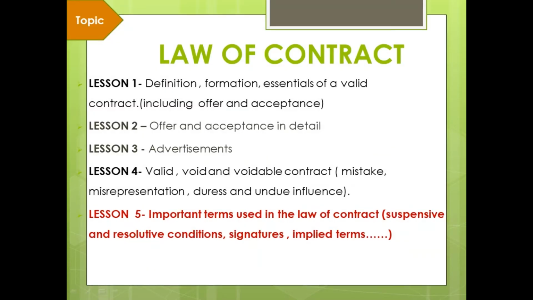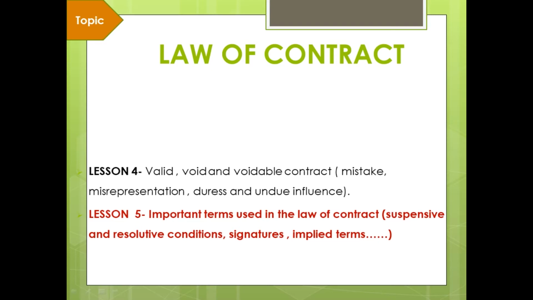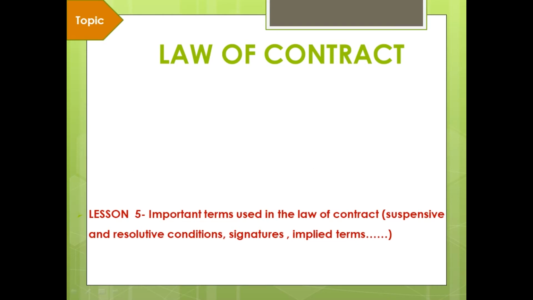Under the topic law of contract, we have already looked at the definition and the formation as well as the essentials of a valid contract. Then offer and acceptance, and also advertisements, and valid, void, and voidable contracts. Today we are moving on to the important terms used in the law of contract.